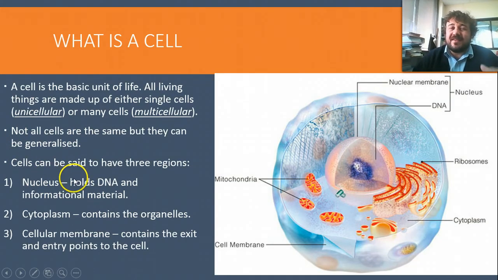Now, cells can be said to have 3 regions. You can have the nucleus in the middle, which holds the DNA. You've got the cytoplasm, which holds all of the other organelles. And you have the cellular membrane, which is basically the entry point and exit point of that cell. It's what everything gets in and out of, so it's actually really important.